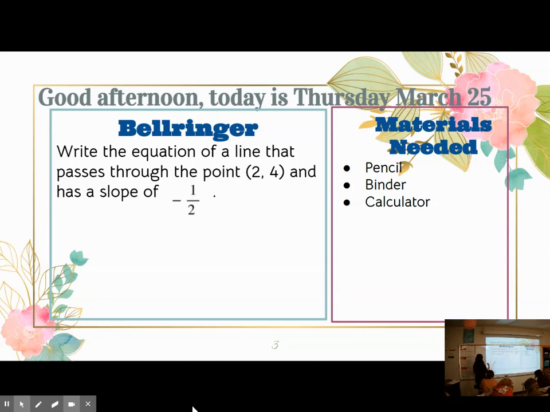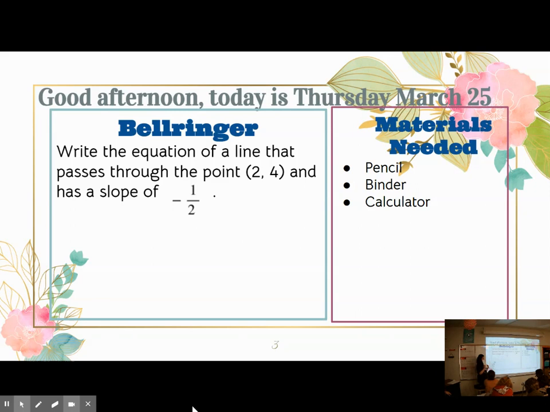So I did negative 1 half x times x, which is negative 1 half x, and then negative 1 half x times 2, and got negative 2. So I added the 4 to the other side and got y equals negative 1 half x plus 2.